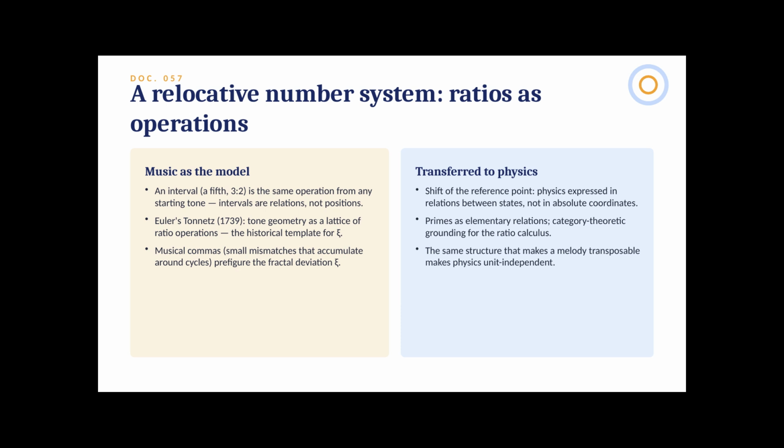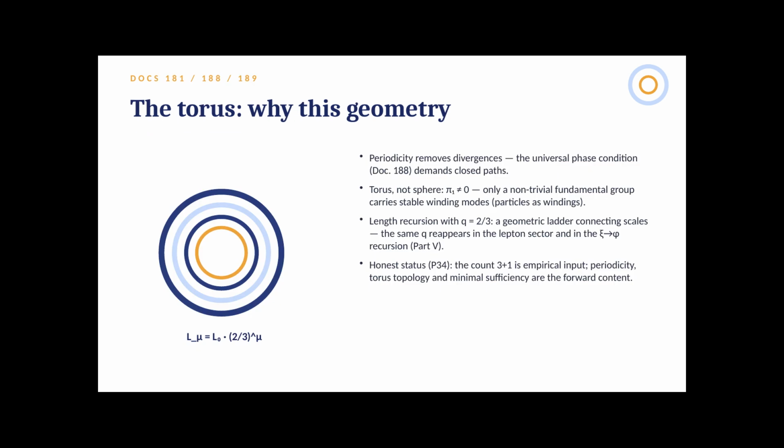There's even a direct parallel. Musical commas, those tiny mismatches that pile up when you go round the circle of fifths, are exactly the kind of small fractal deviation that ξ captures. Physics, it turns out, behaves a lot like tuning theory. The same structure that lets you transpose a melody to any key is what lets physics be independent of your choice of unit.